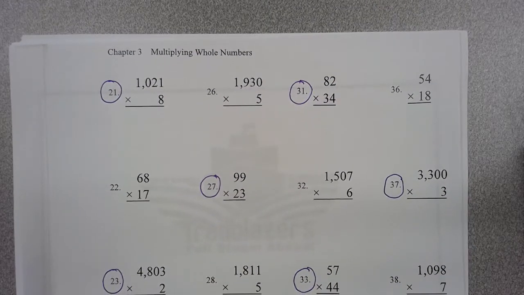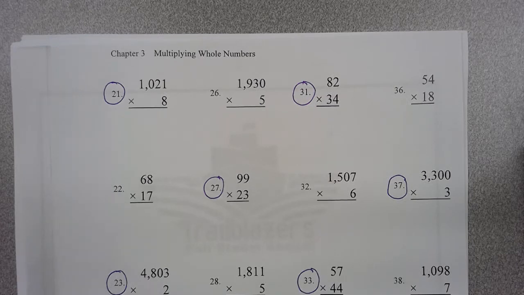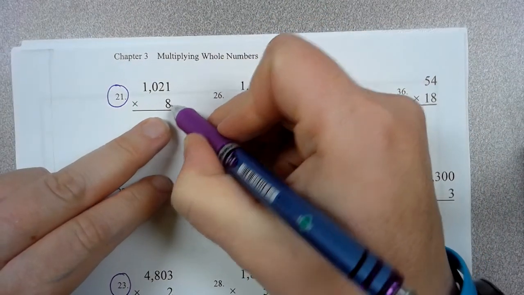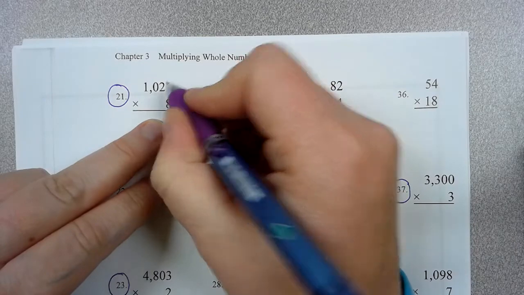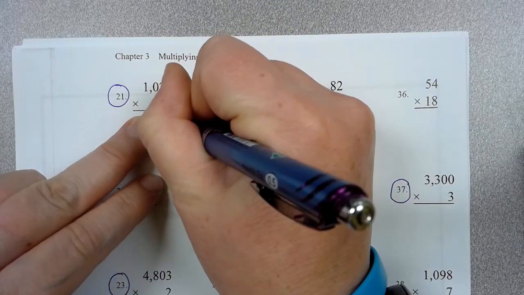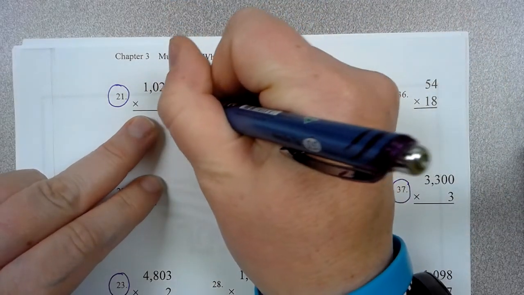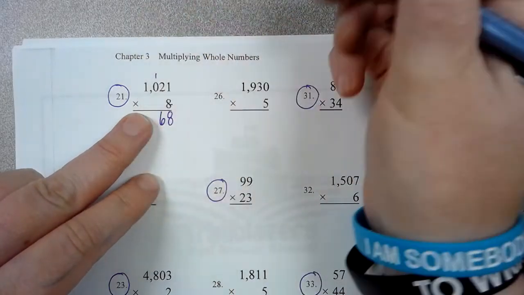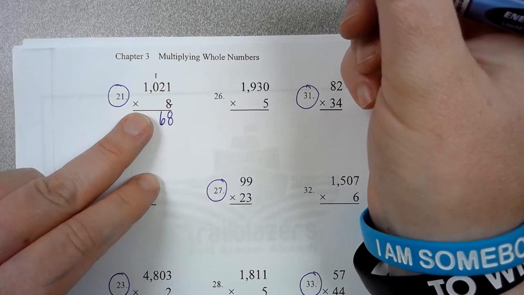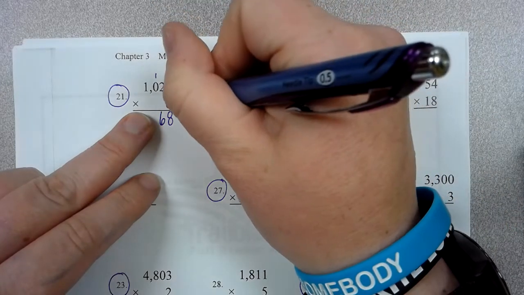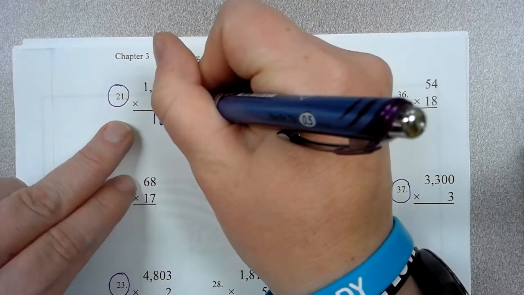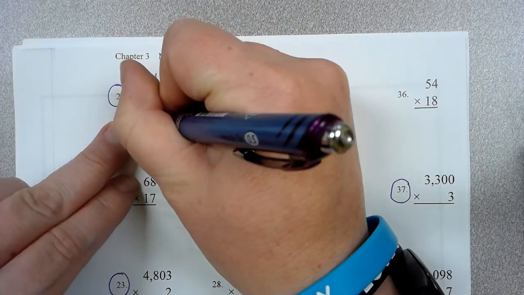Okay? Now, remember, when we do this, you are multiplying. Start in the ones place. And you're going to go 8 times 1 is 8. Okay? 8 times 2 is 16. Now, we do not have our squares, so you need to keep everything lined up nice and neat. Okay? 8 times 0 is 0, plus 1 is 1. Then 8 times 1 is 8.